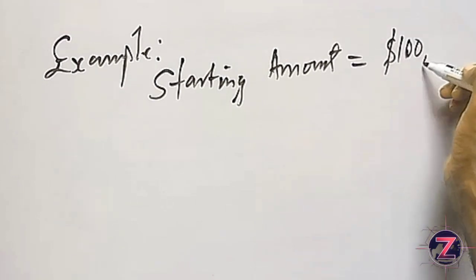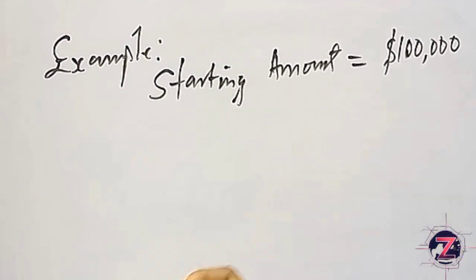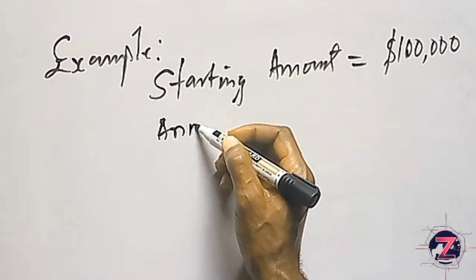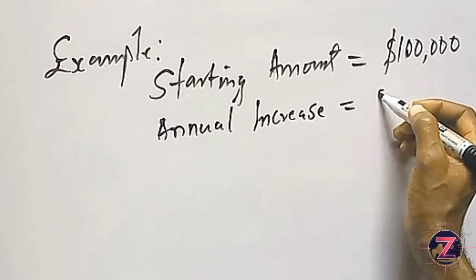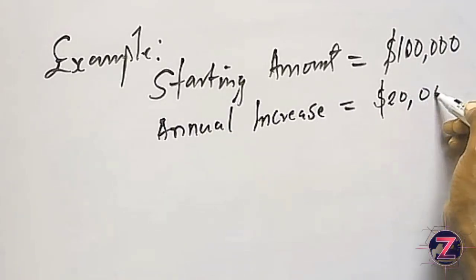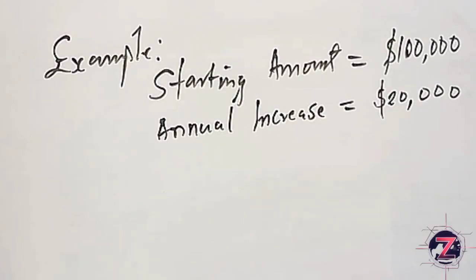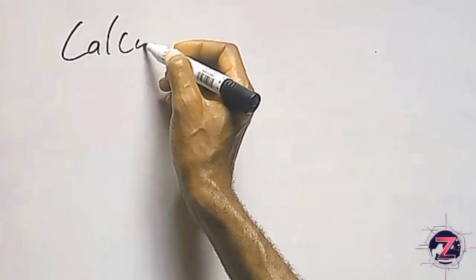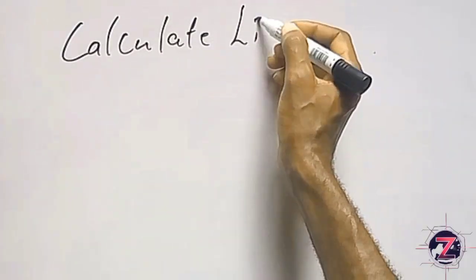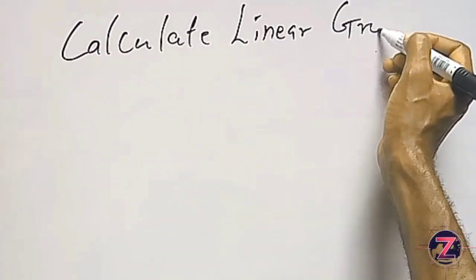Linear growth is like climbing stairs. Every step is the same size. Your money grows steadily, but not faster. And with this, we'll move to calculating the linear growth itself using a table for a clearer explanation.